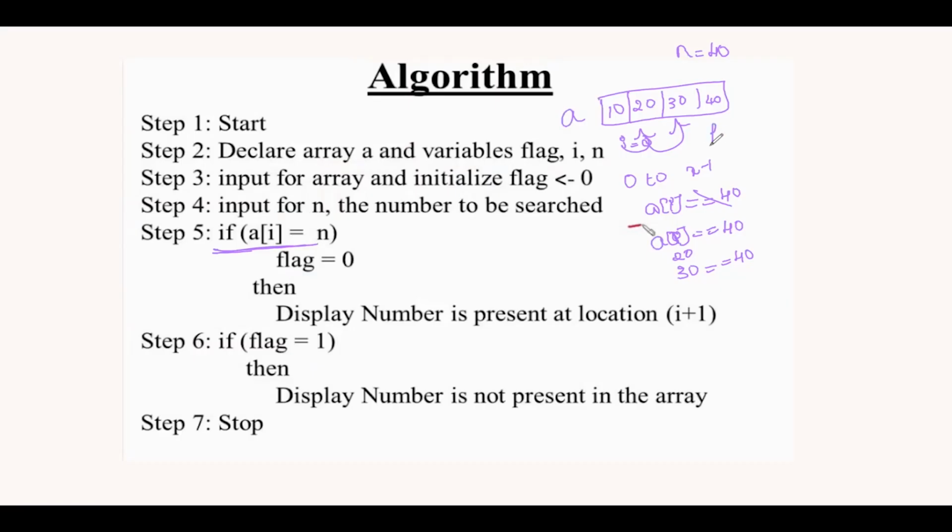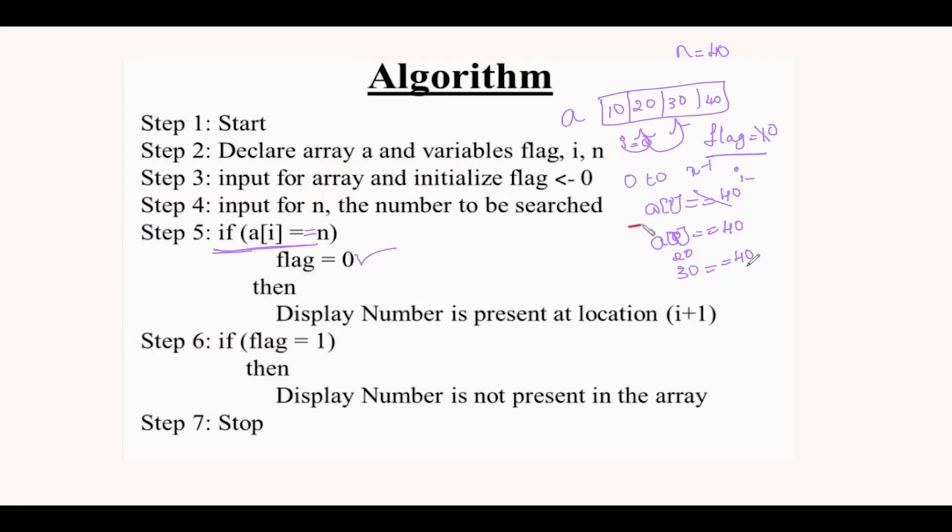And initially the flag value, I will take it as 1. So whenever the flag value is 1, it means the element is not found. So the moment we find the element, that is whenever the value becomes equal to n, I will update the flag value to 0. All right. So what is going to happen is, every time I move to the next position, I will compare if it is equal. The moment it is equal, I will change the flag value to 0. If it is not equal, then I'll simply increment the value of I.